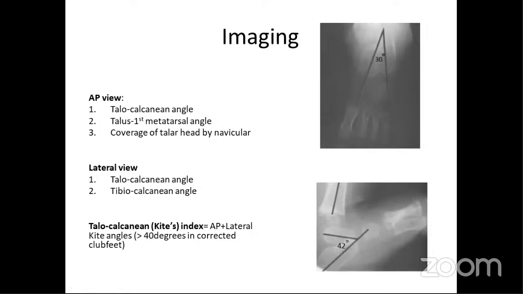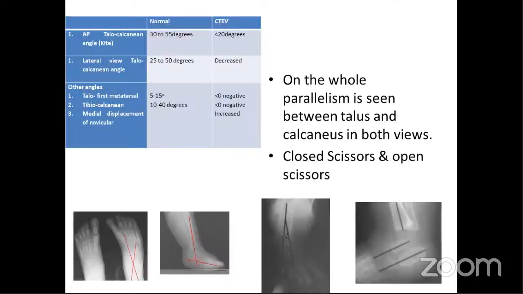It is also called Kite's index, which is the addition of the AP and lateral Kite angles. It should be more than 40 degrees in a corrected foot. So these are the normal values. AP talocalcaneal angle should be 32 to 55 degrees, a lateral talocalcaneal angle 25 to 50 degrees. A talo-first metatarsal angle is generally 5 to 15 degrees. If the first metatarsal is falling medial to the talus, the angle goes into negative, that is less than 0 degrees. Similarly, a tibiocalcaneal angle normally should be 10 to 40 degrees.